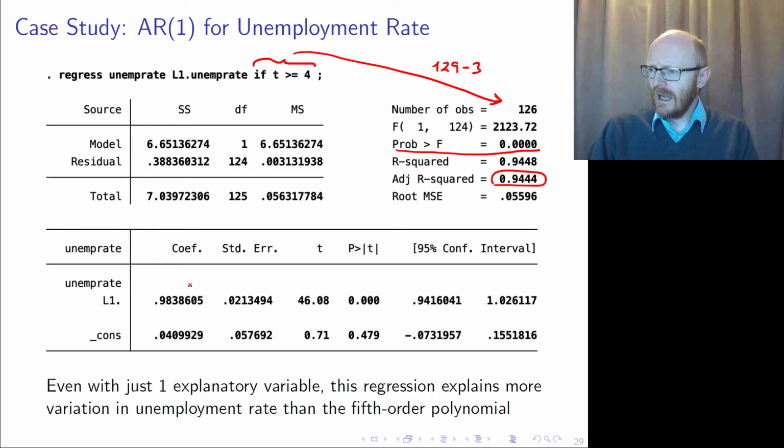So our coefficient here on the lagged unemployment rate is 0.98, which means that if your unemployment rate was 10% last period, then you would expect the unemployment rate to fall a bit to 9.8%. Okay, so it's like a mean reverting process.